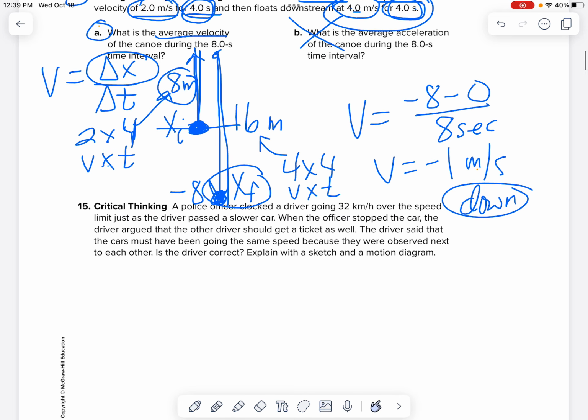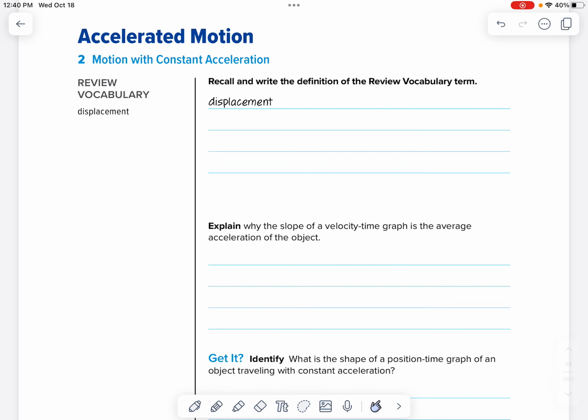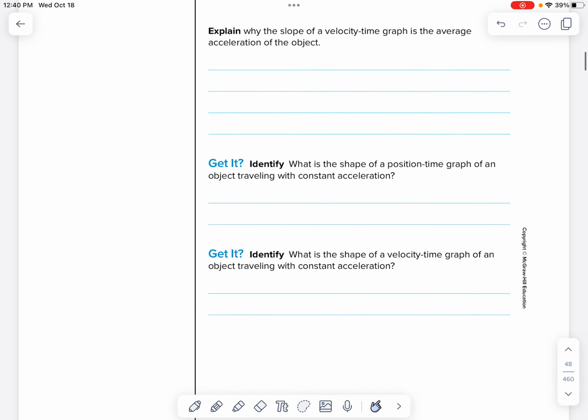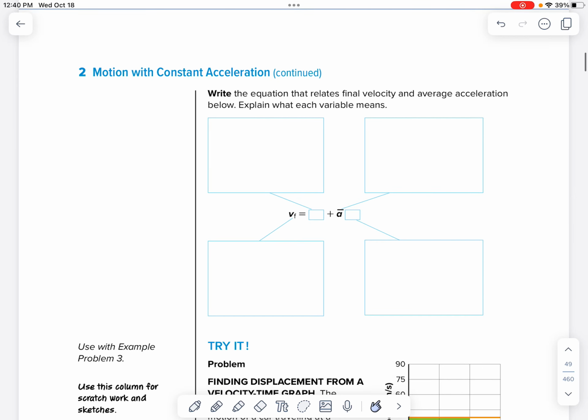Okay. I'm going to skip ahead a little bit here. And let's go to some other problems where we are using our kinematic equations. Okay?